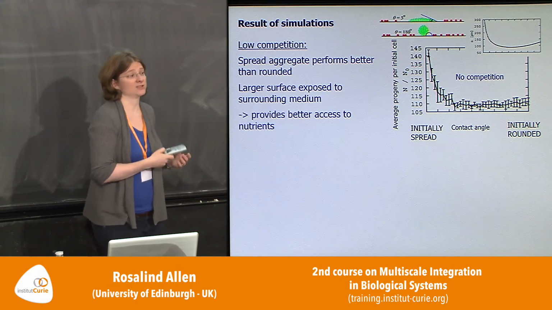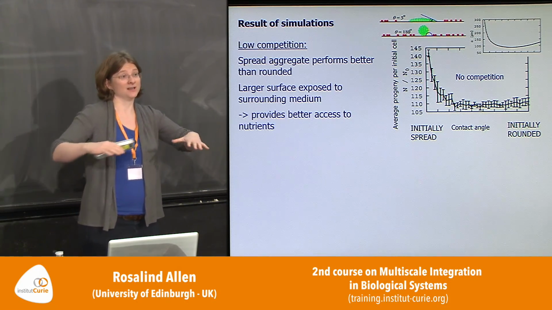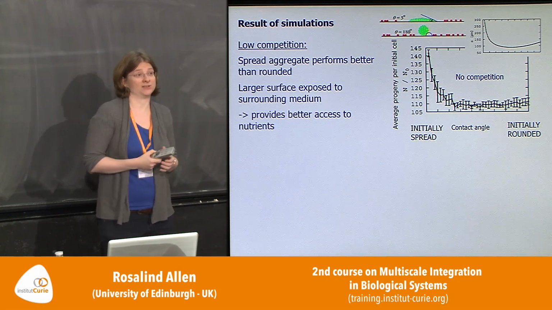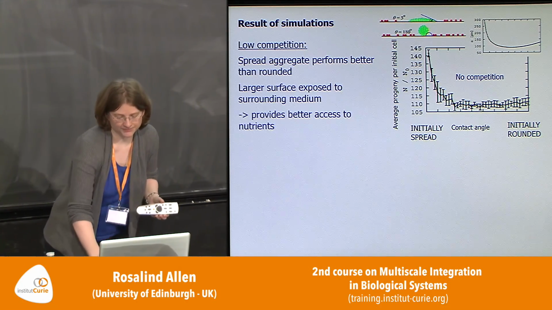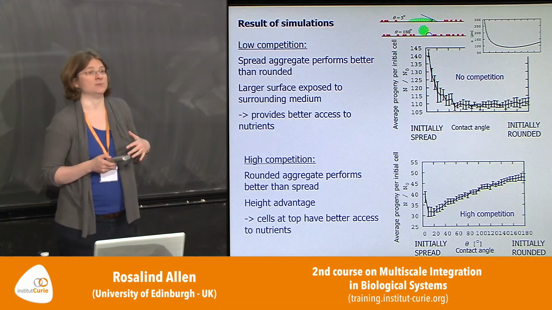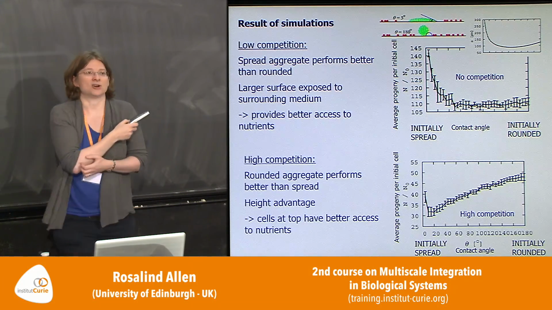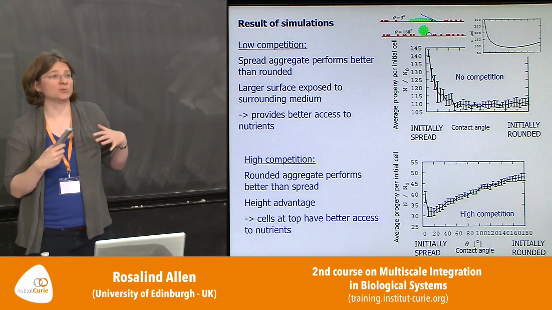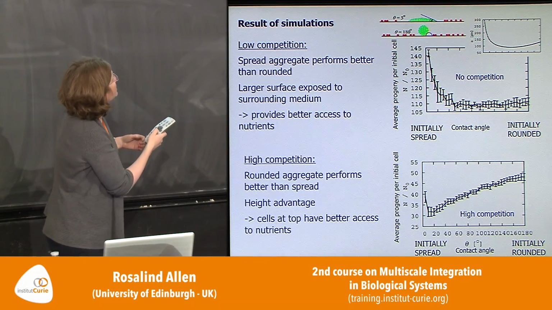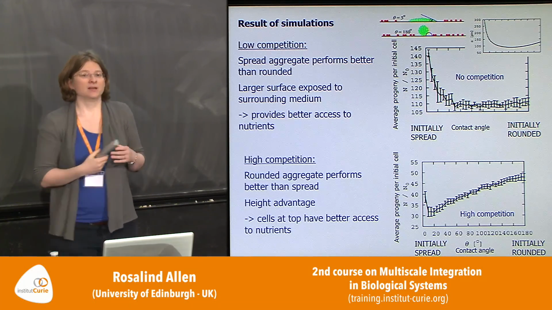And so we think that this is just explained by the fact that if you spread out on the surface, then you just have more surface area exposed to nutrients, and you can absorb more nutrients per bacterium. Okay, but in the high competition regime, so when we have more of these competing single cells, we actually see the opposite result. In the high competition regime, it turns out that the aggregate does better if it's rounded. So the success is higher for the rounded aggregate.